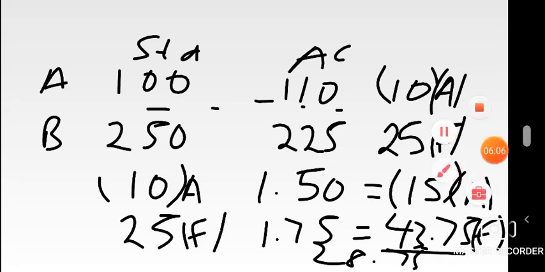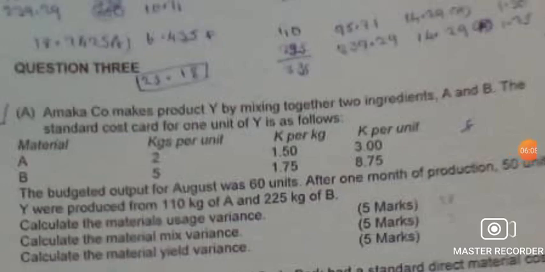They've asked us to calculate the material mix variance and the material yield variance. These two variances prove what we've just found for the material usage. That's something to know. So we'll get back to that 28.75 and see whether we are really correct or wrong. It will prove us right or wrong after we've dealt with these two.